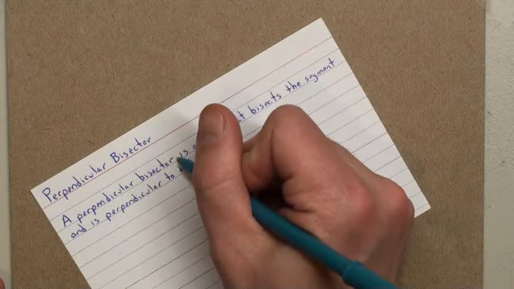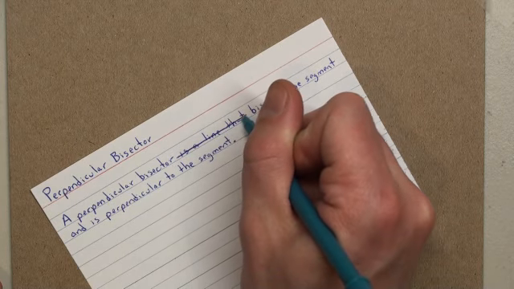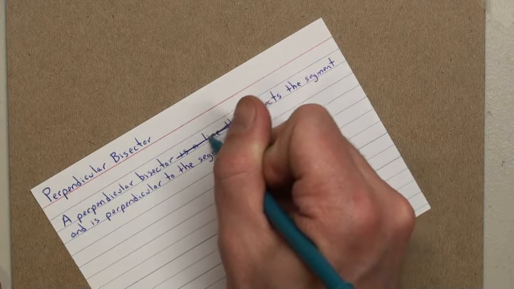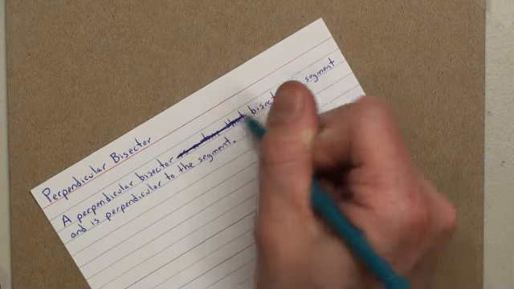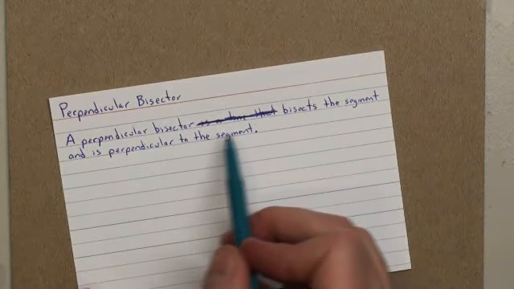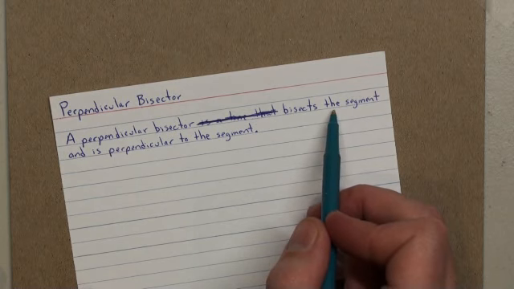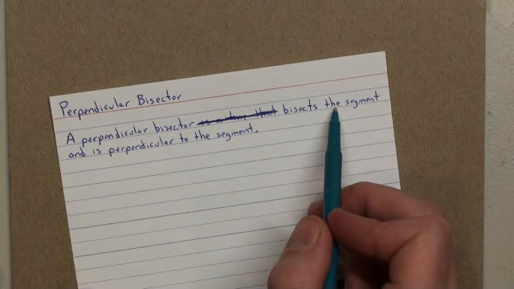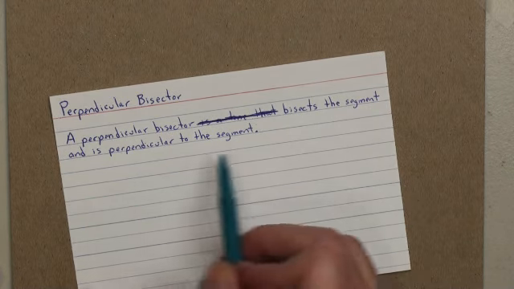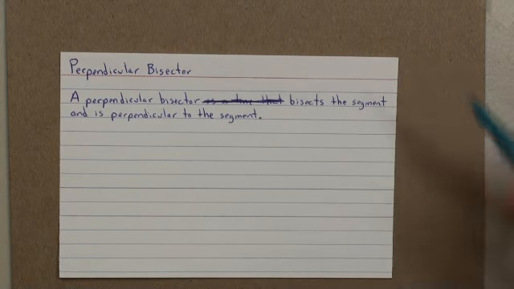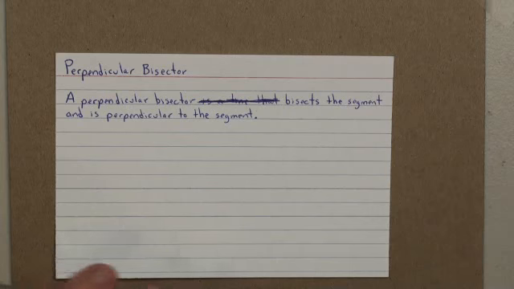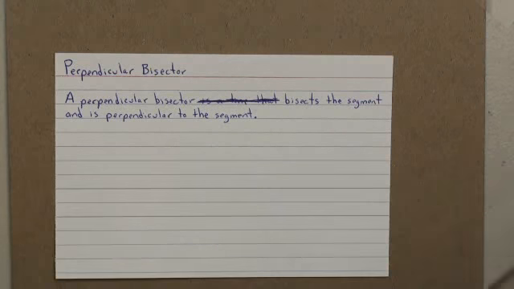Let's cross out "a line," because it doesn't have to be a line; it could also be a ray or a segment. So let's just say a perpendicular bisector bisects the segment and is perpendicular to the segment. That's fine. You could put "a" instead of "the," but it doesn't really matter. We understand what it means.